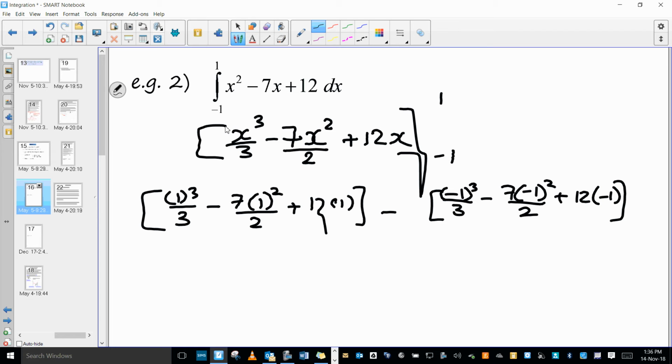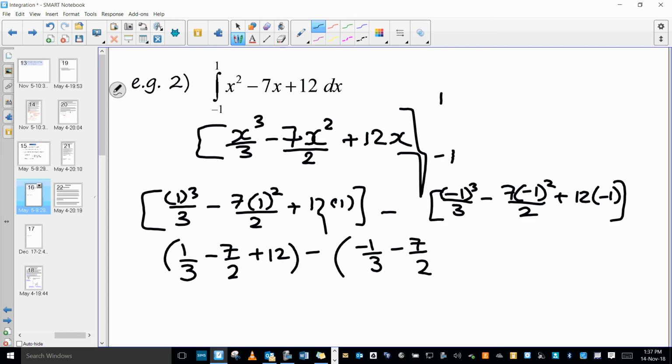Now obviously this kind of question could well be on a non-calculator paper, so you have to be able to do this without a calculator. So 1 cubed over 3 is going to be 1/3. Then we've got 1 squared, which is 1, multiplied by 7, so we've got minus 7 over 2 plus 12. Negative 1 cubed is negative 1, so that's negative 1/3. Negative 1 squared is 1, so we're doing take away 7 over 2. And then we've got to take away 12.